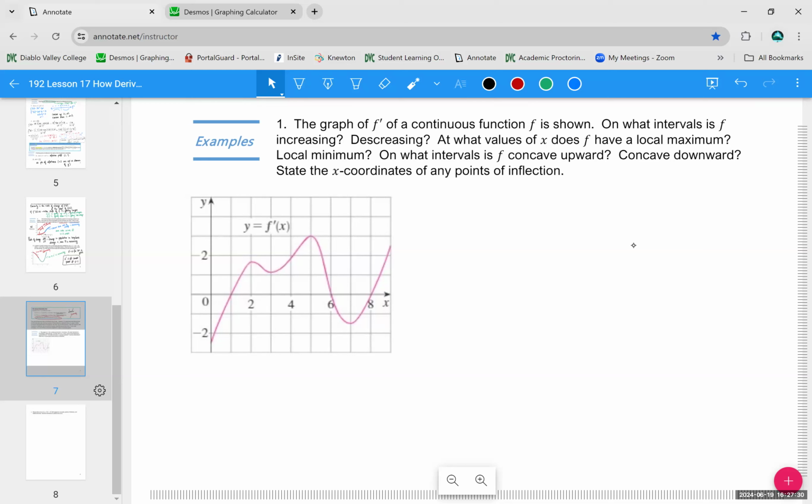And the first one I think is really important to take a minute to look at, because what's happening here is we're getting the same information we've been doing by taking derivatives and making sign graphs, but they're giving it to us in a graph, in a picture. So this is the graph of the derivative of f. And then the question is, on what intervals is f, not f prime, f, increasing and decreasing? And where does it have a local maximum and a local minimum? Okay, let's start there, then we'll do concavity.